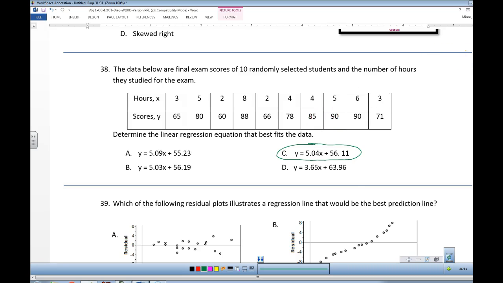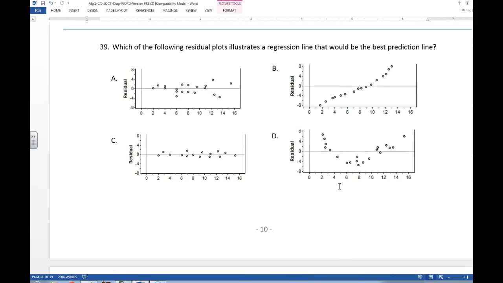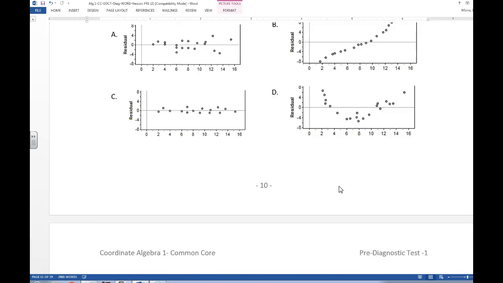Okay, good. Let's look at number 39. We did not do residual plots. That's not one of the standards, so we're going to skip 39.